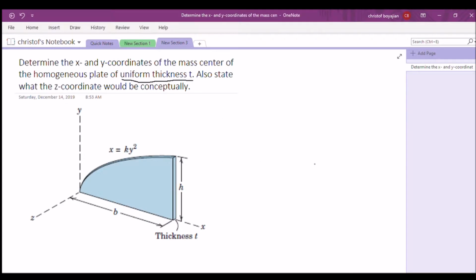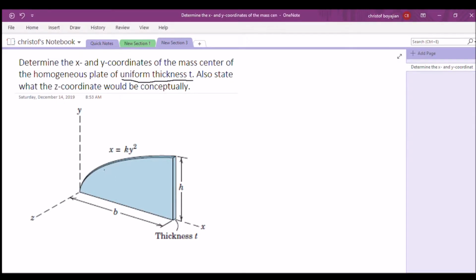And apologies for the unneatness of my drawings. So this is going to be our figure in two dimensions, right? And then this is our equation, x equals ky squared. All right. So we can think about it just like that. Now, I'm going to erase this figure. Just wanted to get a little bit of a better visual of what exactly we are dealing with. So that should help us a little bit.